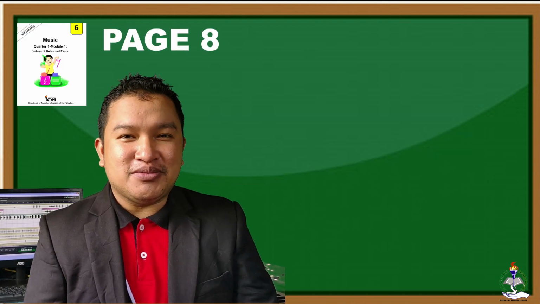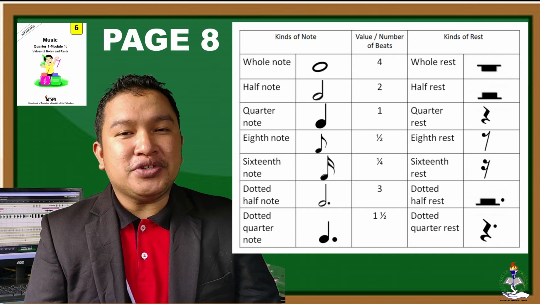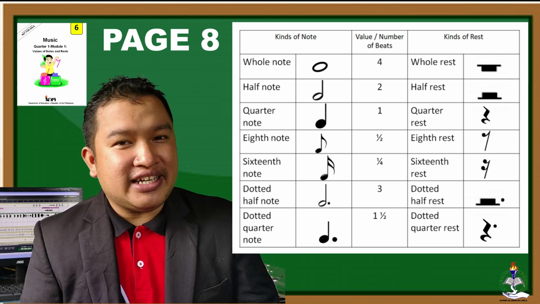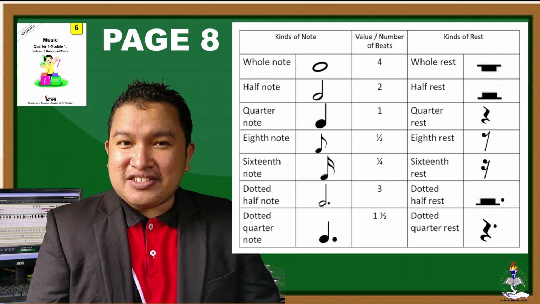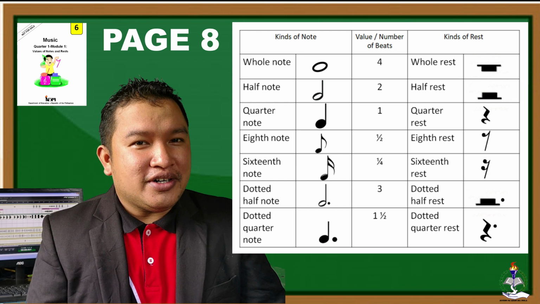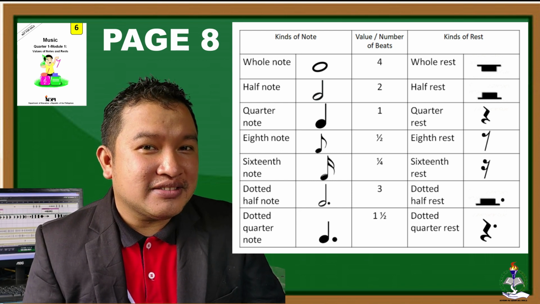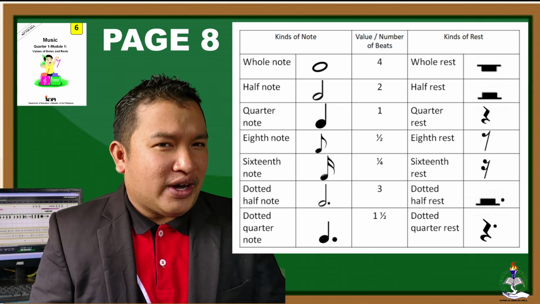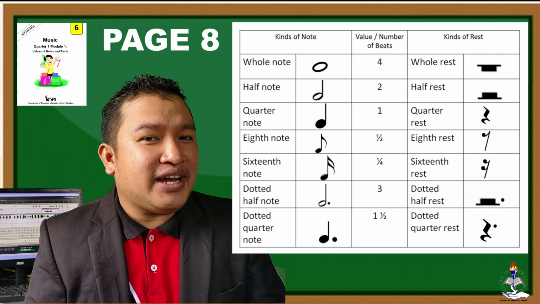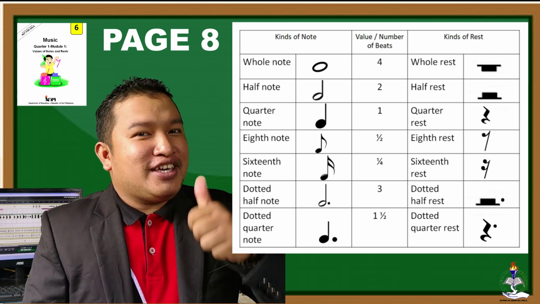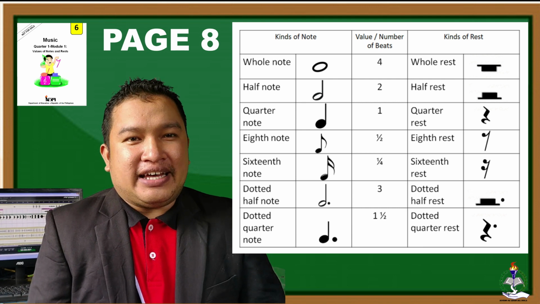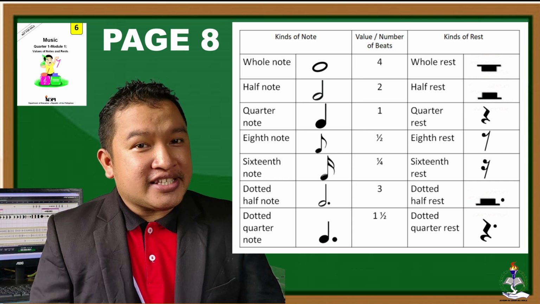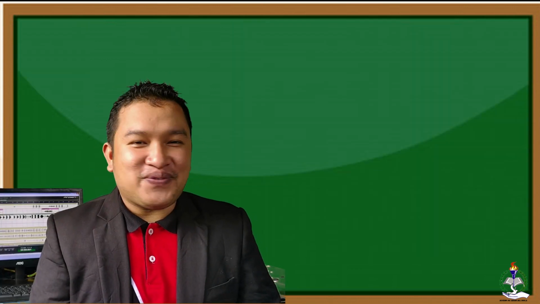Turn to page 8 of your module. You will notice the new illustration of the kinds of notes and rest is added with a dotted note and dotted rest. Based on the illustration, what is the value of the dotted half note? Correct! The value of the dotted half note is 3. What about the value of the dotted half rest? Exactly! The value of the dotted half rest is the same with the value of the dotted half note, which is 3. How do you find our first activity?